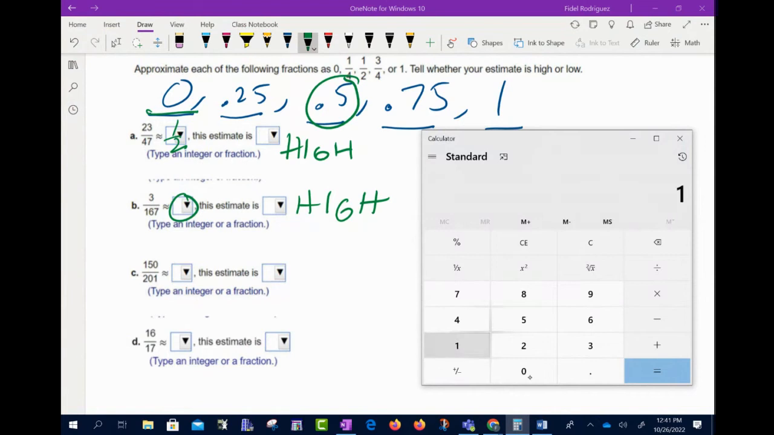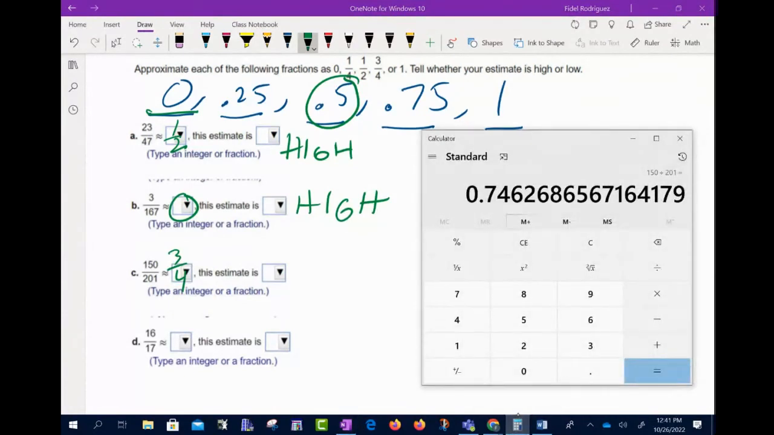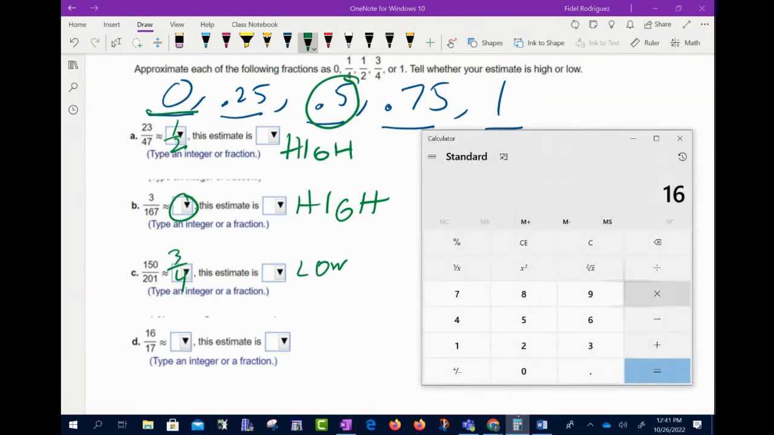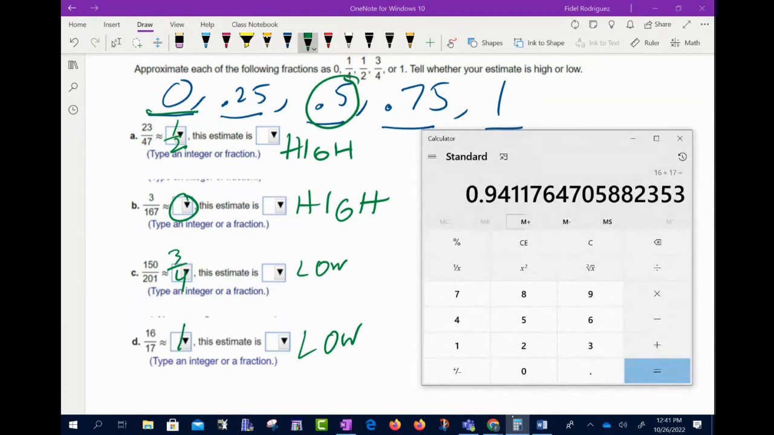Now, let's do part C. 150 divided by 201. 0.746. 0.746 is really close to 0.75, which is 3/4, okay? And then I'm going to ask you, is 0.746 higher or lower than 0.75? Oh, it's lower. So my estimate here is going to be low. Okay? And then I'm going to do the last one. What's 16 divided by 17? 0.94, okay, that's really close to 1. Okay, and again, my estimate is low, and you might say, why is it low? Because this number here is smaller than the number 1, okay?